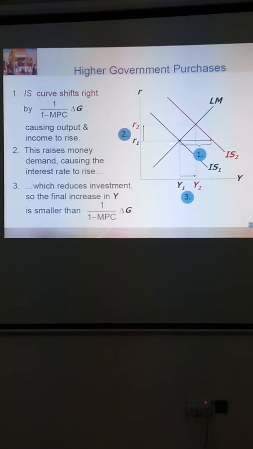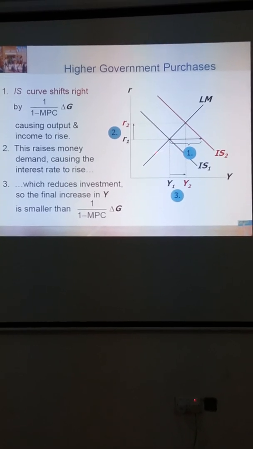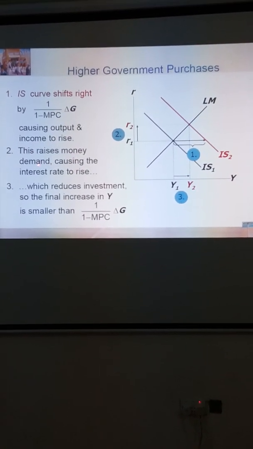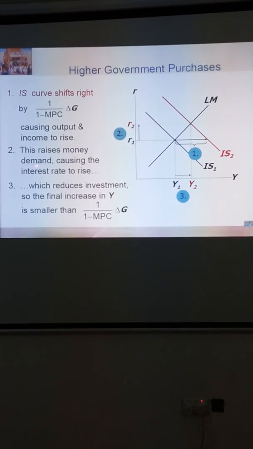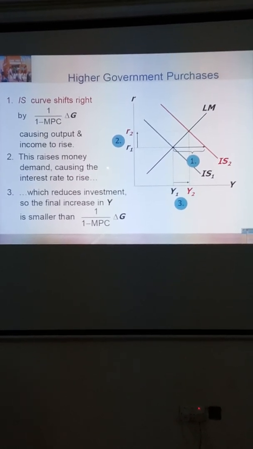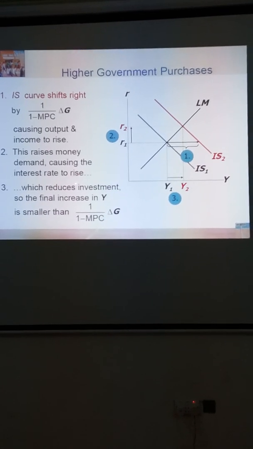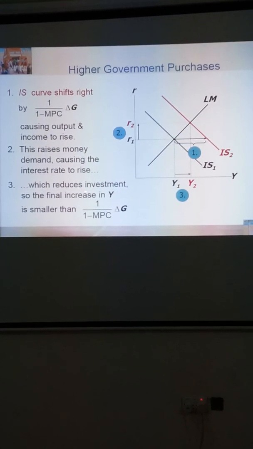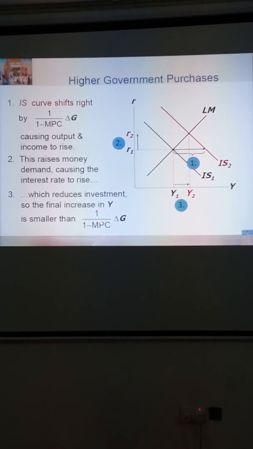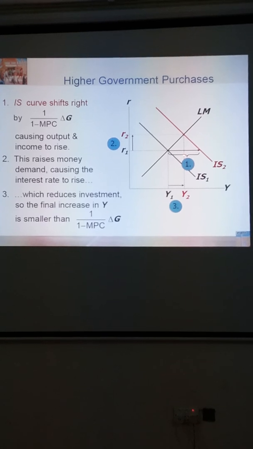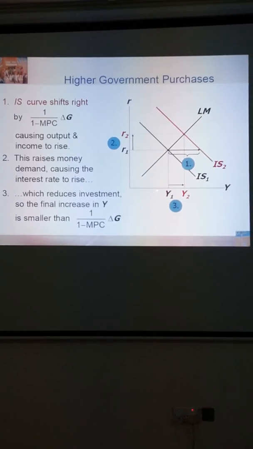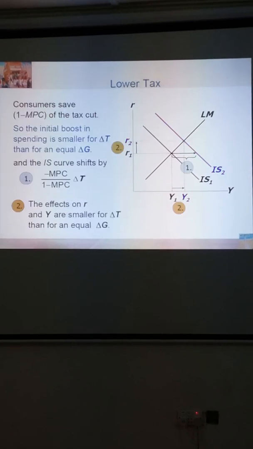So there will be an increase represented by this magnitude 1. With the increase in income, money demand is going to increase. With the increase in money demand, the interest rate is also going to increase. With the increase in interest rate, there will be a reduction in investment. So there is a crowding out effect here. The final increase in Y will be smaller than the original increase in Y, represented by 1. So 3, which is Y2 minus Y1, is less than 1, as we see here.